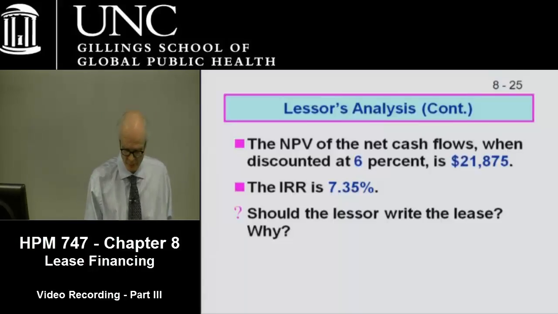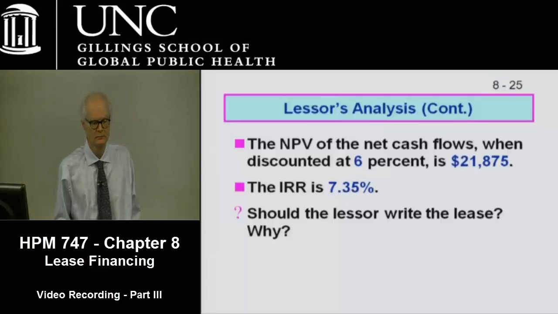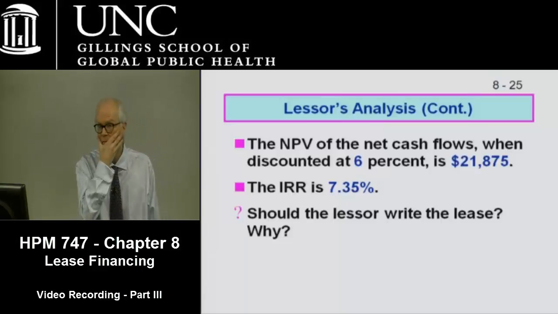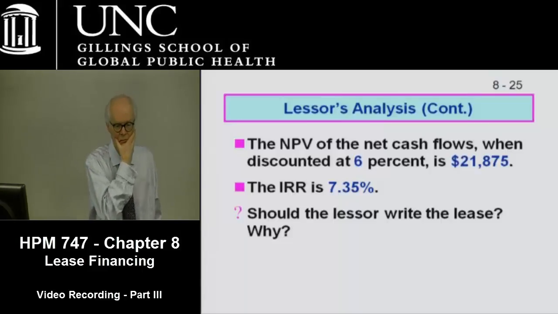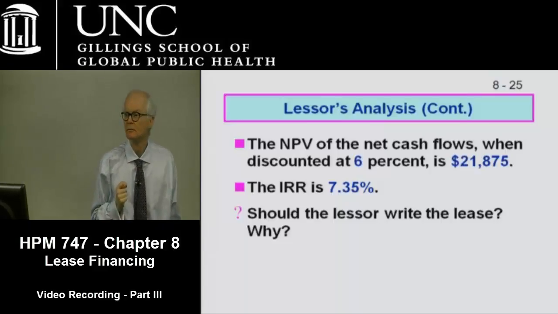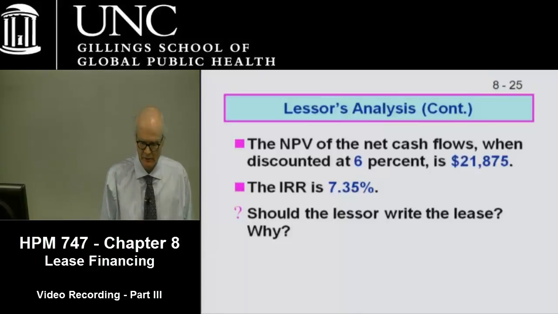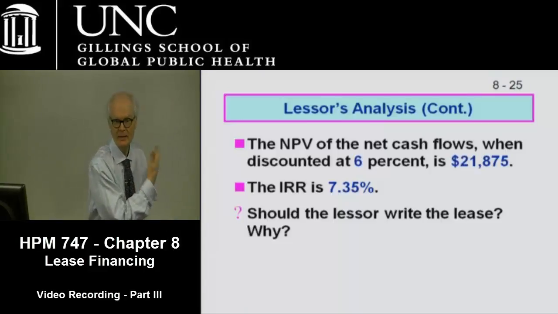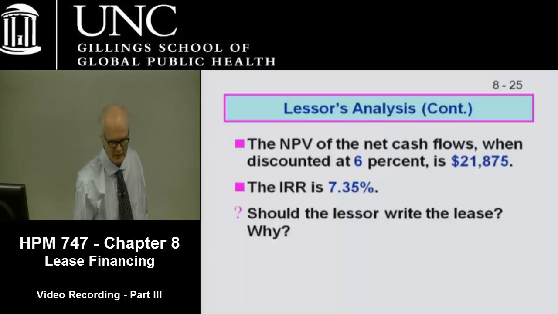The IRR is 7.35%. Should the lessor write the lease with a positive NPV and an IRR of 7.35%? What do you mean by write the lease? Okay, should they offer the lease? No. It's got a positive NPV of 21,875, and it's got an IRR of 7.35%. Sarah says yes. Yeah, it's got a positive NPV. 7.35% should be compared to what? 6. Right, and that's why you're getting the same answer as the organization.